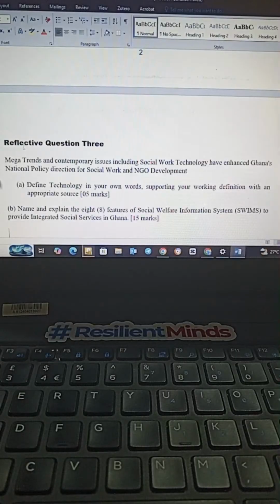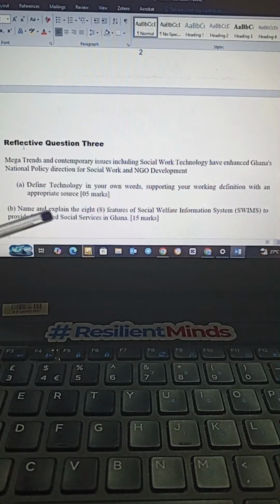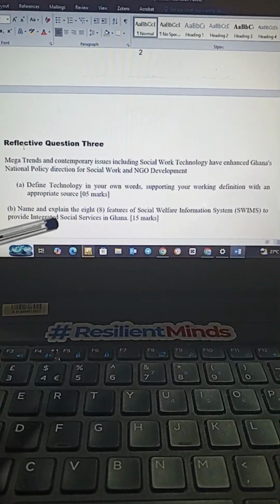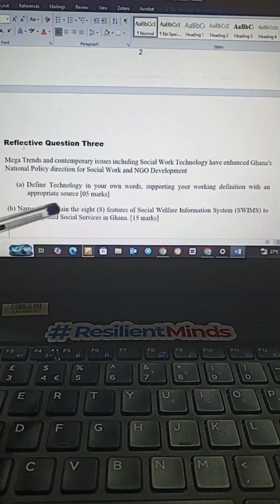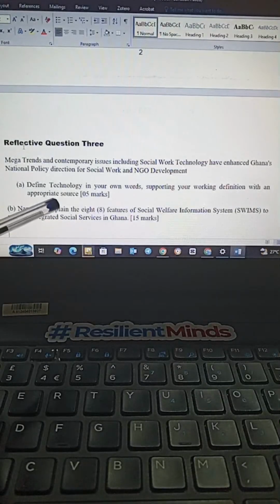All right. Now, question number 3B says we should name and explain the 8 features of SWIMS. I know this question will come, but before you begin 3B, make sure you define what SWIMS are. When we say SWIMS, what are they? The Social Welfare Information Management System. Make sure you define it. I know you all know what it is.